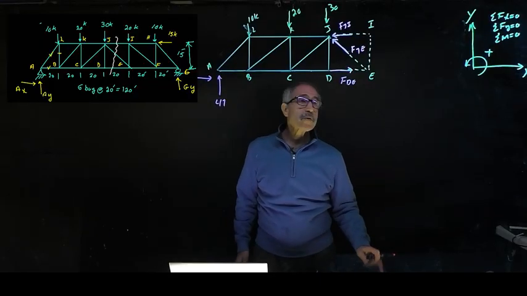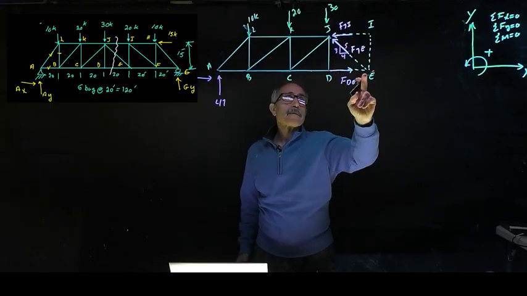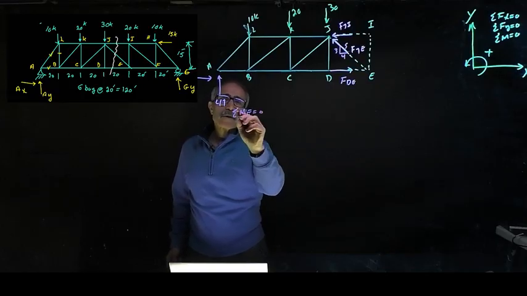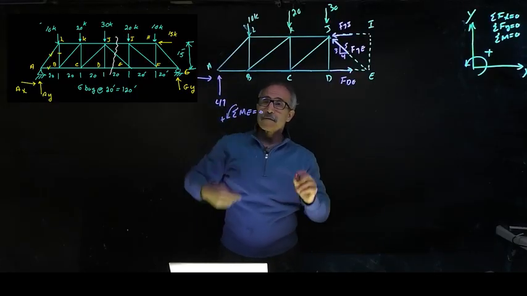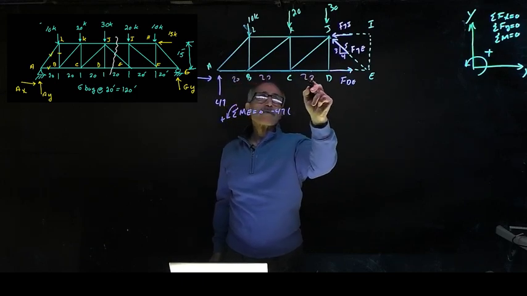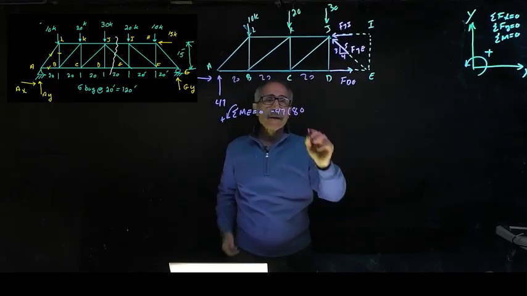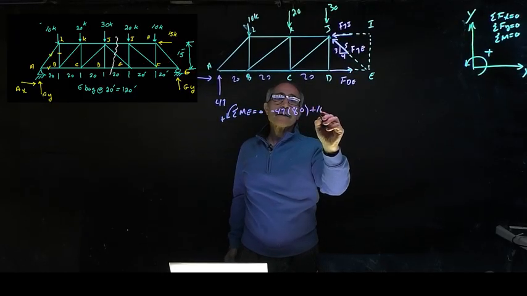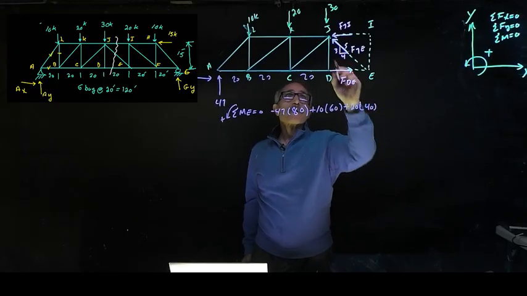All right, and we also know that this is a 3, 4, 5 angle. Let's take a moment about point E. Summation of moments about point E is equal to 0. Counterclockwise is positive. I'm going to start from this end, and it's going to be minus 47 times, this is 20, this is 20, this is 20, that's another 20, so that's 80. This cannot take a moment about here. It's the same line of action. So this is going to go counterclockwise: plus 10 times 60 plus 20 times 40 plus 30 times 20.